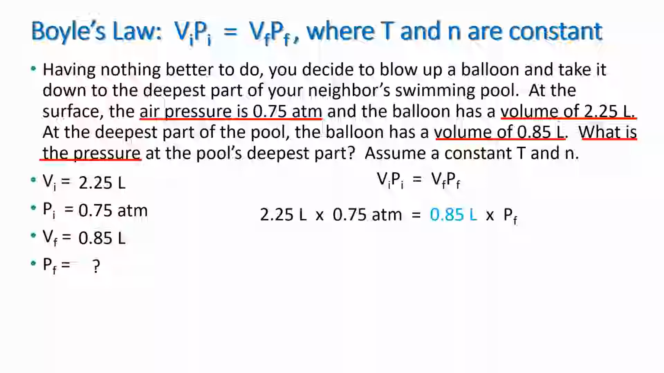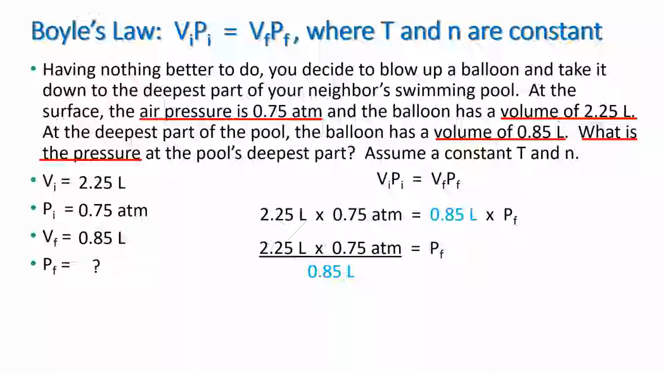Now our unknown is final pressure, and we want to isolate that. We want to move all the numbers to one side of the equation and leave that unknown by itself on the other side of the equation. In order to do this, I'm going to divide both sides of this equation by 0.85 liters. When I divide the right side of the equation by 0.85 liters, it will cancel out on this side, but on the left side of the equation, it will appear in the denominator because we're dividing. So let's do that now.